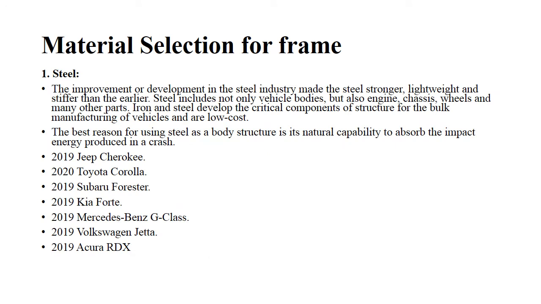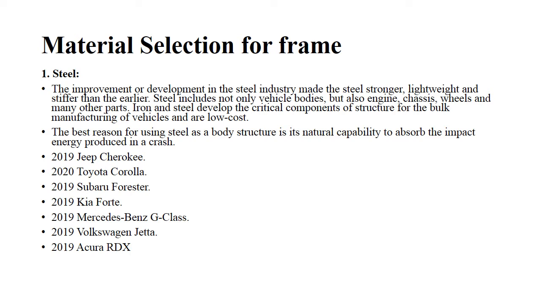First, talking about steel. Steel is the most commonly used material for frames. Not only for the vehicle body, steel is also used for the engine, chassis, wheels and many other parts. And why? Because it is low cost to manufacture and easily recyclable. It can also absorb the impact energy produced in a crash. Suppose your car hits another car, the steel frame will be able to absorb all the energy.